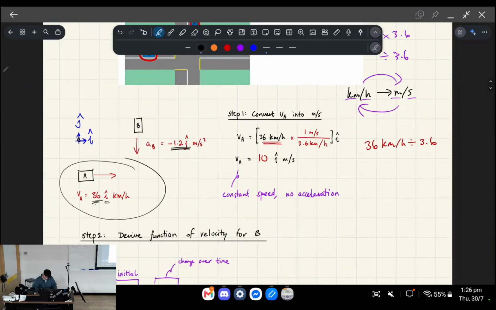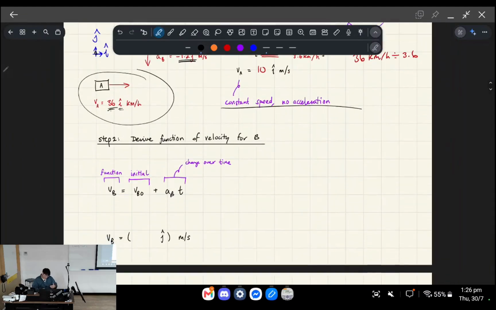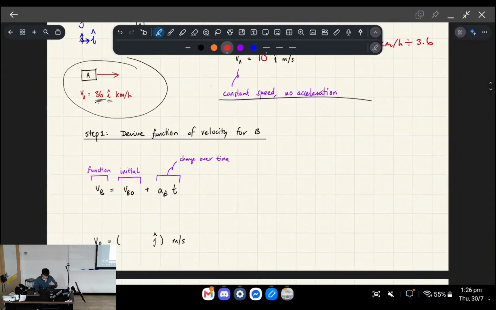Unit vectors. So car A is moving at constant speed, so there's no acceleration, whereas car B starts from being still. So we're going to use our SUVAT equations, right? That's to do with speed, displacement, initial speed, acceleration, time. This one specifically, we're interested in finding this function for the speed, and the initial speed is 0 meters per second because car B starts still.